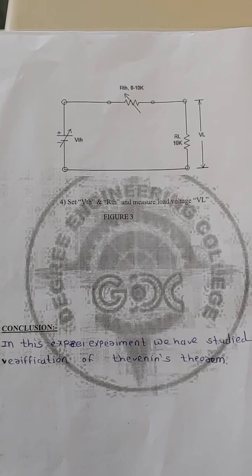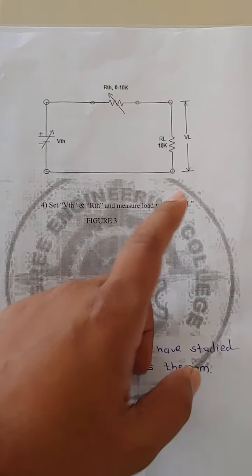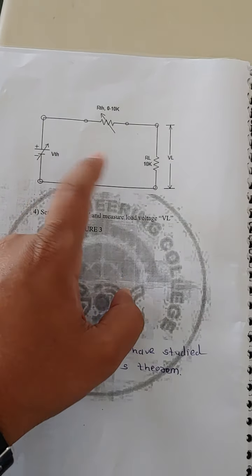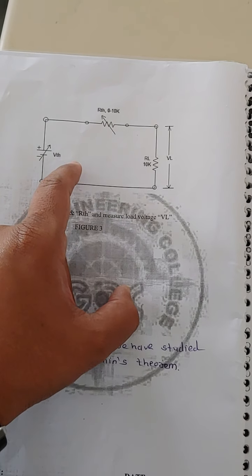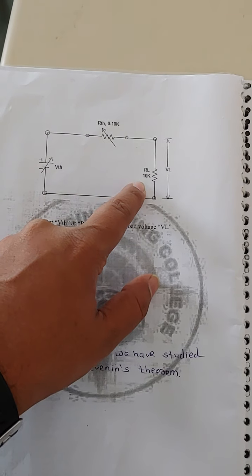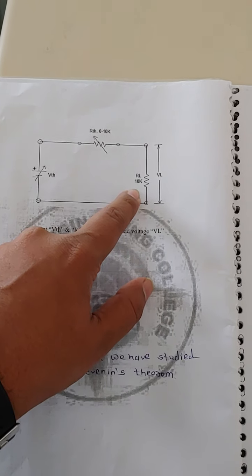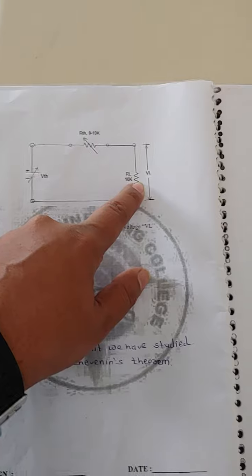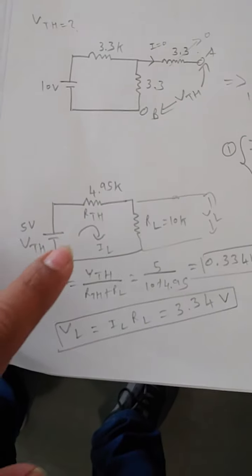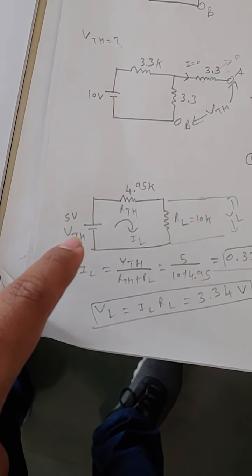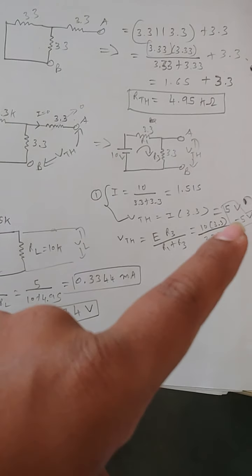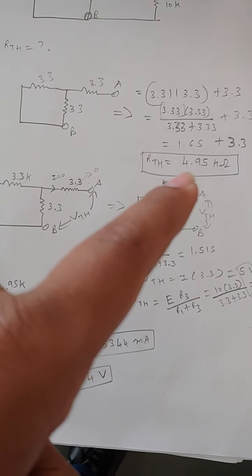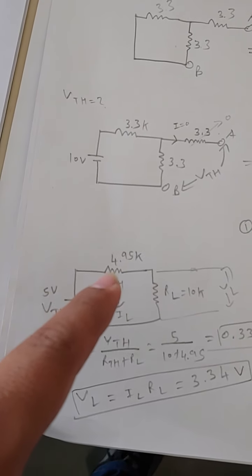Now what is the remaining portion? Only VL. How can we find VL? Make the circuit like this and find the current, then use Ohm's law, voltage drop I into R, I into RL, so you can get the VL. For that the circuit is like this. VTH, which we found earlier, is 5 volt, and RTH we have already found as 4.95 kilo ohm.